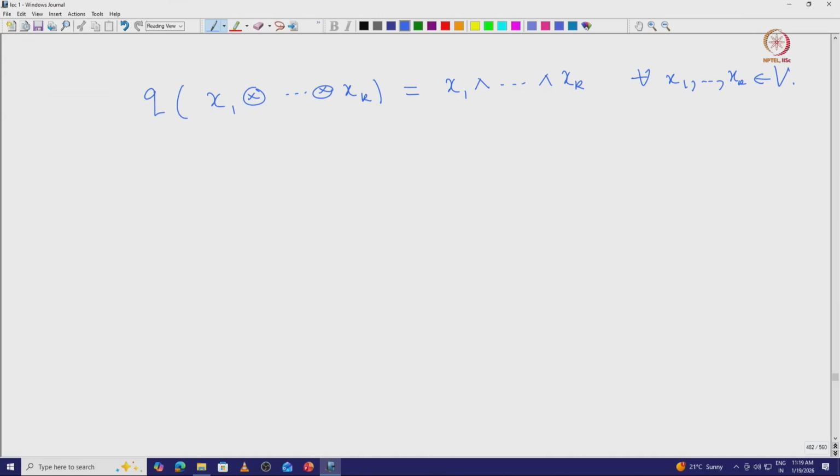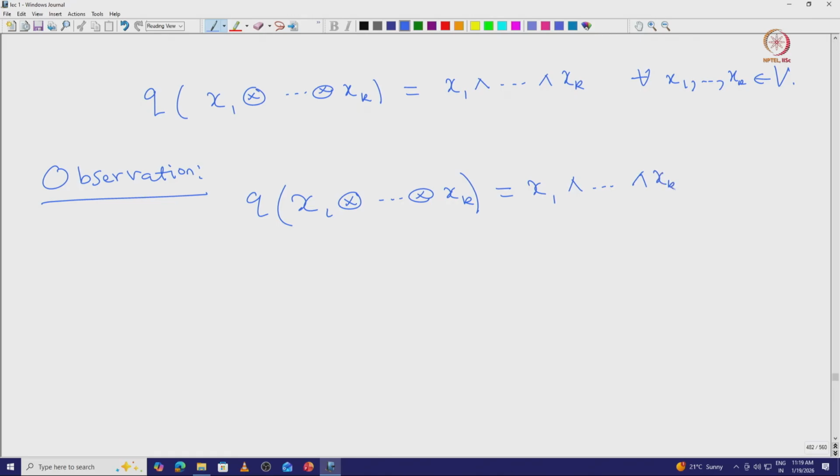So here is the observation. If you take this product x1 tensor etc. xk and look at its image, which is x1 wedge etc. wedge xk, and this is non-zero, that would immediately imply that these xi's that appear here must be distinct.